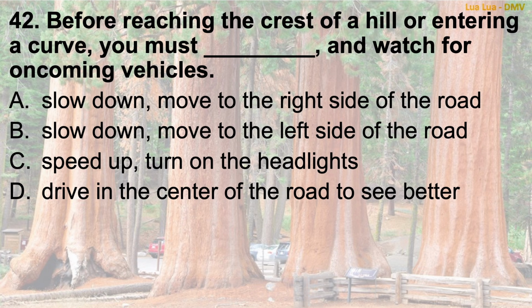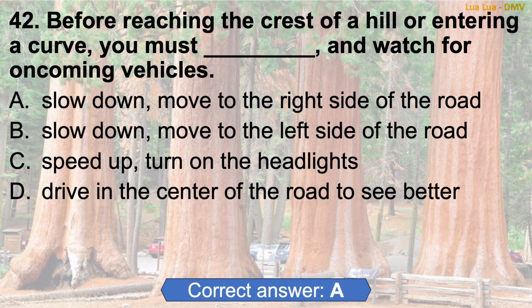Question 42. Before reaching the crest of a hill or entering a curve, you must blank and watch for oncoming vehicles. A. Slow down. Move to the right side of the road. B. Slow down. Move to the left side of the road. C. Speed up. Turn on the headlights. D. Drive in the center of the road to see better. The correct answer is A. Slow down. Move to the right side of the road.